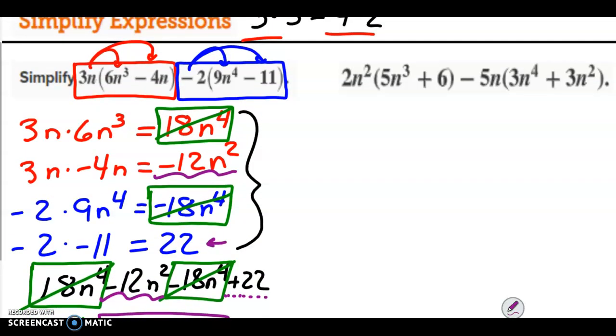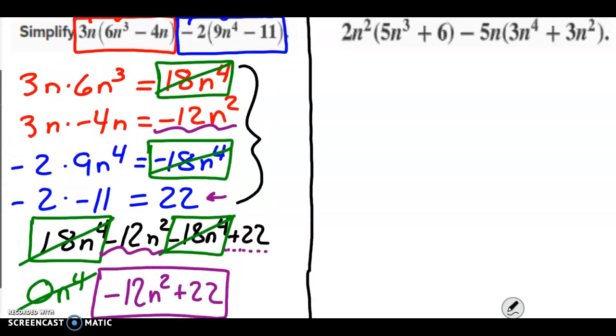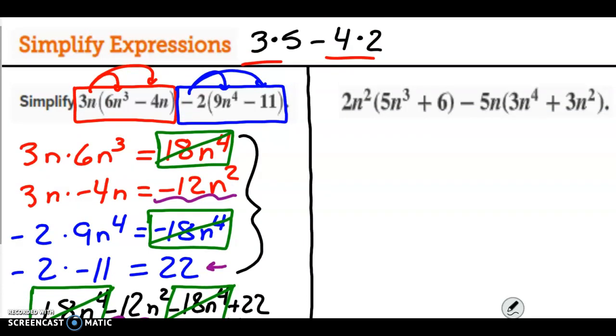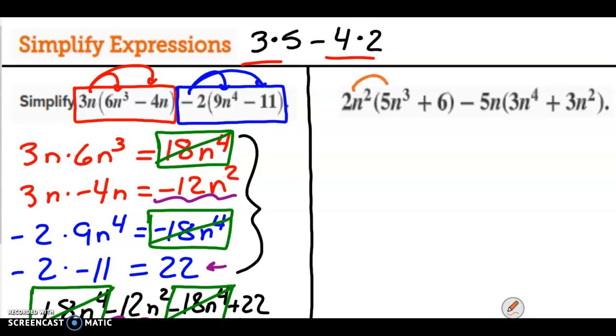Now let's go look at the next one. Let's kind of divide this so it's not too confusing when we start getting everything written down here. Okay, so with our multiplications here, we've got 2n squared times 5n cubed. That's going to end up with 2 times 5 is 10. N squared times n to the third. There are 5 total n's there, so it's n to the fifth.